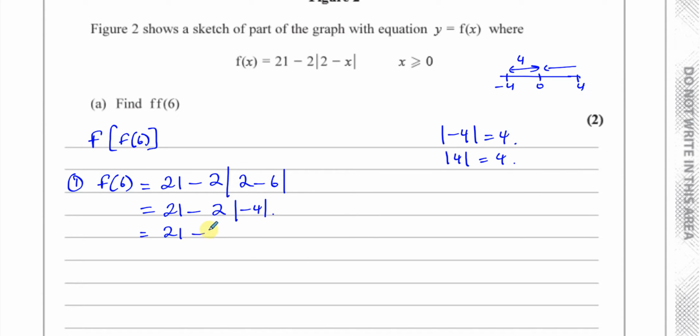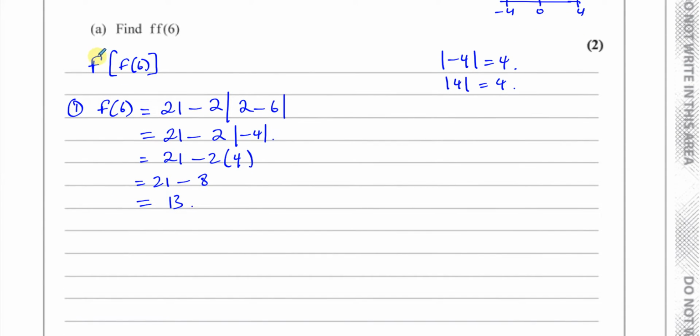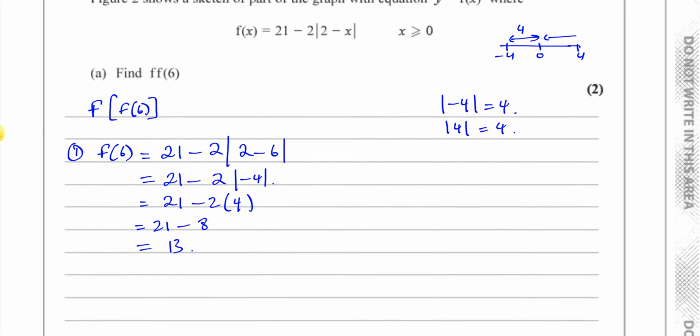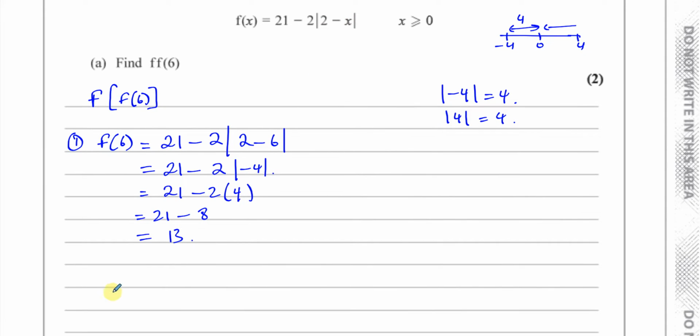So this negative 4 inside this is going to be replaced with a 4, and I'll change the modulus sign now into a bracket. So this is going to give you 21 minus 8, which is 13. And then we've got to replace inside function f again. This time we've got to replace it with 13, so we're going to find f of 13. 13 is equal to f of 6.